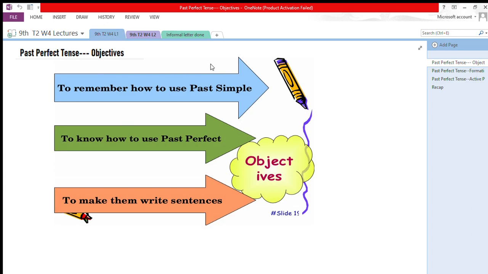Today we are going to talk about past perfect tense. So here are the objectives. By the end of this lesson, you'll be able to understand the use of past simple and past perfect, and you'll be able to transform the sentences from active to passive voice.